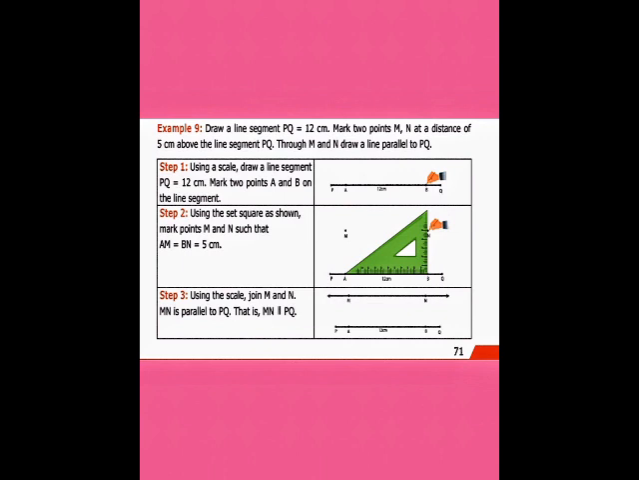Step 2. Using the set square as shown in the figure, mark the points M and N such that AM is equal to BN, which is 5 centimeters. Then use the scale to join M and N. Along with A, you mark M. Along with B, you mark N. So you can draw the parallel line with the help of the set square also. So MN is parallel to PQ.